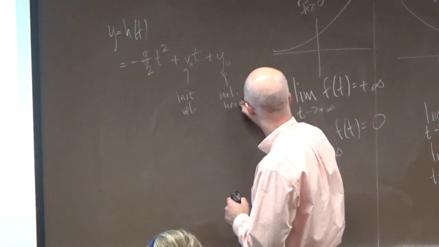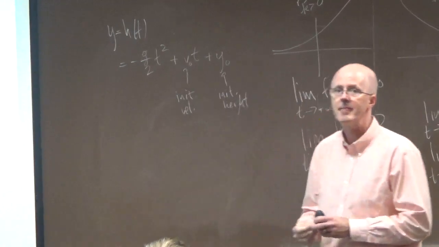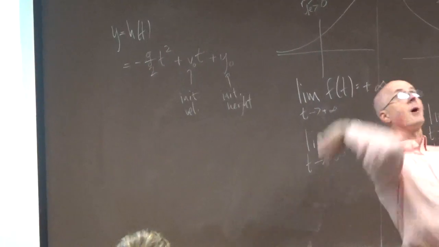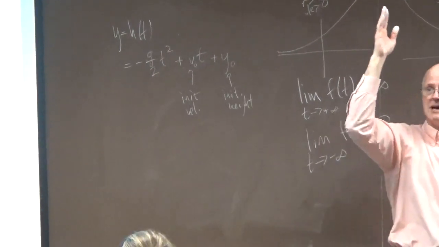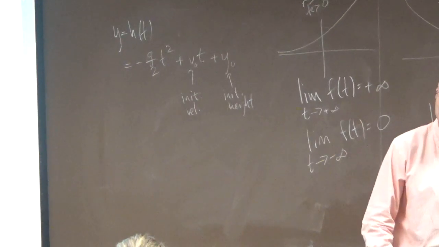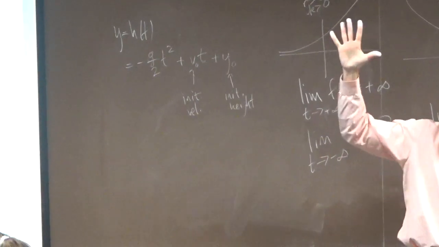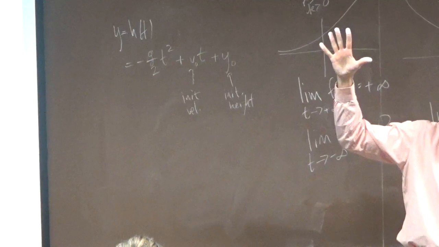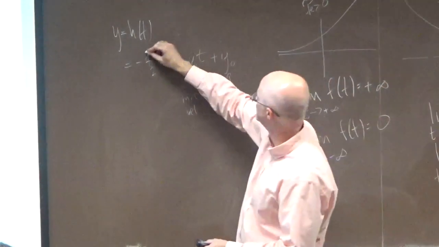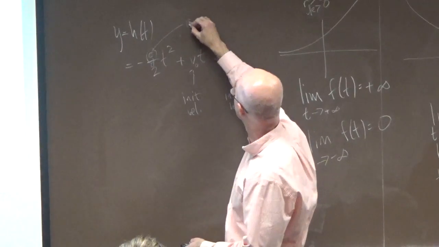Initial velocity can be positive or negative. The upward direction is positive. If you have a ball in your hand and you throw it straight upward, then the initial velocity is positive. If you throw it straight downward, then the initial velocity is negative. If you drop it, then the initial velocity is 0. And again, g is the acceleration due to gravity. I have to give that to you.